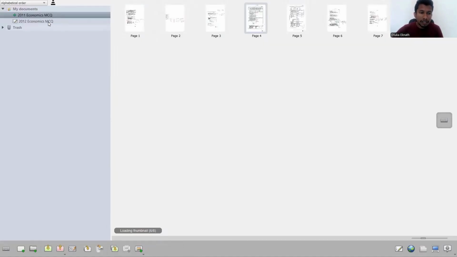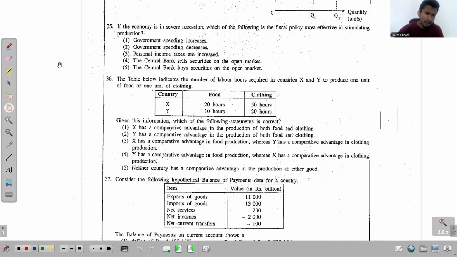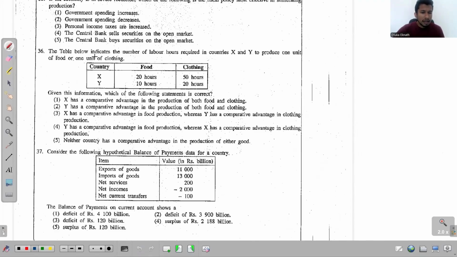But if you go back to this question 36 in the 2012 paper, what do you see there? It indicates the number of labor hours required in countries X and Y to produce 1 unit of food or 1 unit of clothing. Inside this table you get the inputs, but inside that previous table you found the outputs. So you need to really understand these two, and the related theory, because we have discussed everything. So what is the related theory for this? Let me show you that.